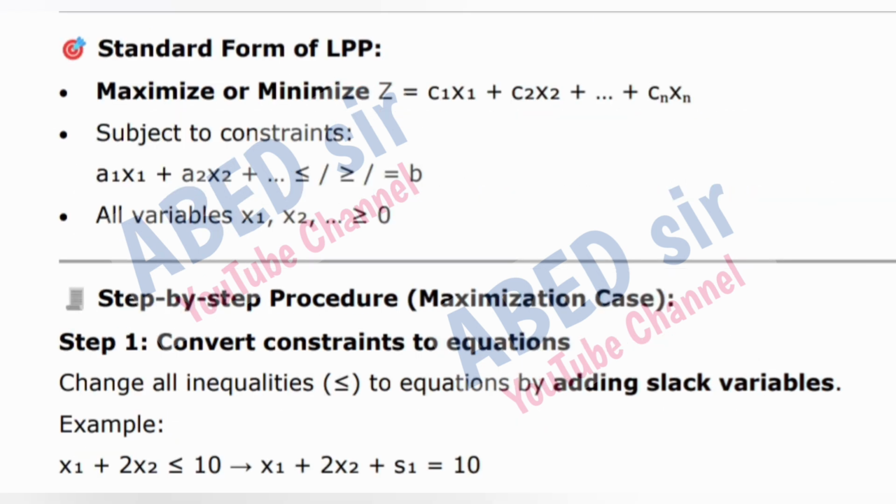Standard form of LPP. Maximize or minimize z is equal to c1x1 plus c2x2 plus ... plus cnxn, subject to constraints a1x1 plus ... less than or equal to, greater than or equal to, or equal to b. All variables x greater than or equal to 0. Step-by-step procedure, maximization case. Step 1. Convert constraints to equations. Change all inequalities, less than or equal to, into equations by adding slack variables. Example: x1 plus 2x2 less than or equal to 10 becomes x1 plus 2x2 plus s1 is equal to 10.